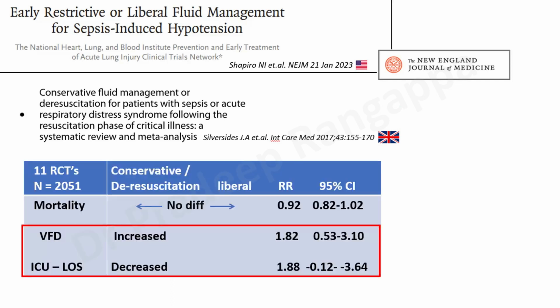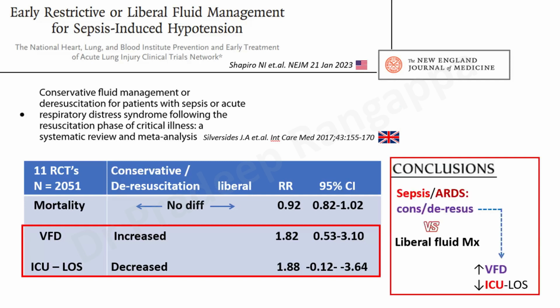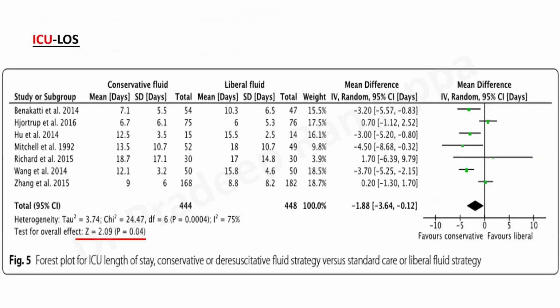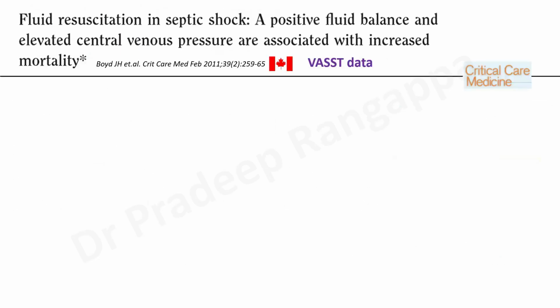All the studies showed this. So this was a meta-analysis of 11 randomized controlled trials where they compared conservative versus liberal. Here, the whole science of whether we should be very conservative with our fluid resuscitation came in. As you see, conservative fluid resuscitation led to an increase in the ventilator free days, which is good, and ICU length of stay was reduced. So the conclusion they made was that in patients with sepsis ARDS, conservative fluid or de-resuscitation increases the ventilator free days, which is good, and reduces the ICU length of stay. These are all the forest plots which show the same.